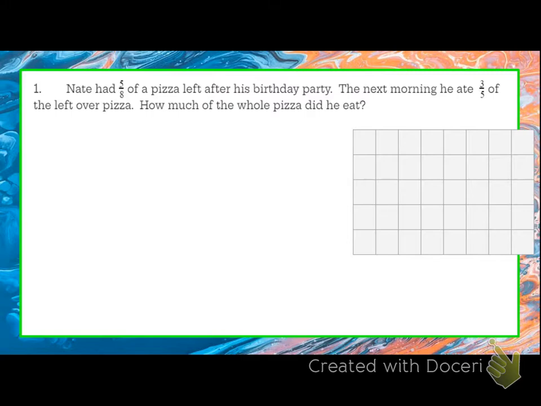So our first problem states Nate had 5/8 of a pizza left after his birthday party. The next morning he ate 3/5 of the leftover pizza. How much of the whole pizza did he eat?